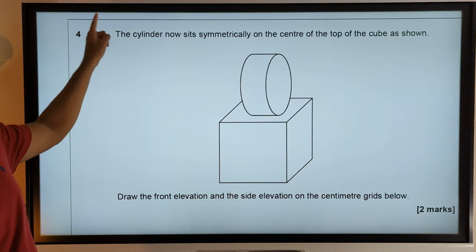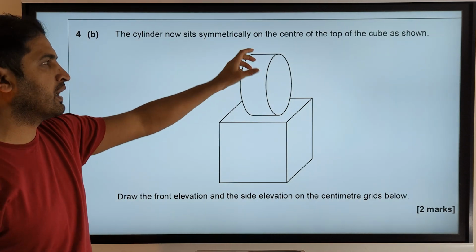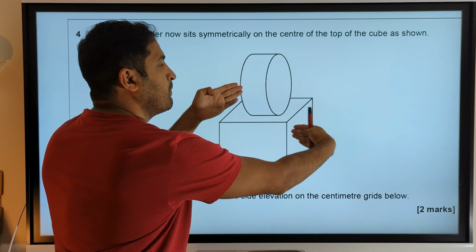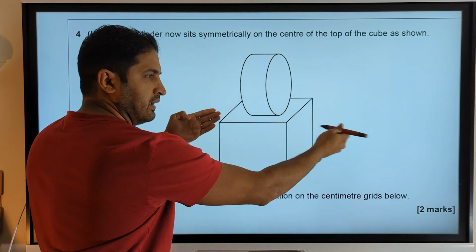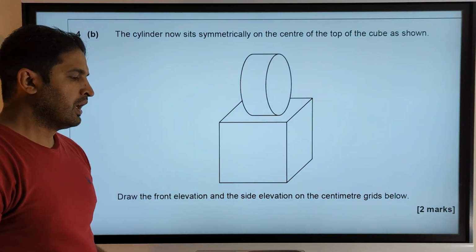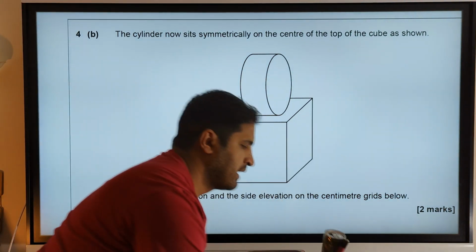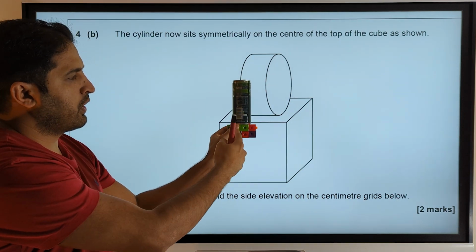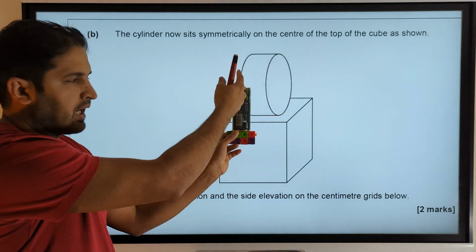Same part for 4b. So similar things, but this time you turn that cylinder sideways. Okay, so you can see a circle from that side. If you look at it from that angle, you would be able to see this circle. But if you look at it from this point of view, it's like seeing this. Okay, all you see is a cuboid and the circle, rectangle on top.